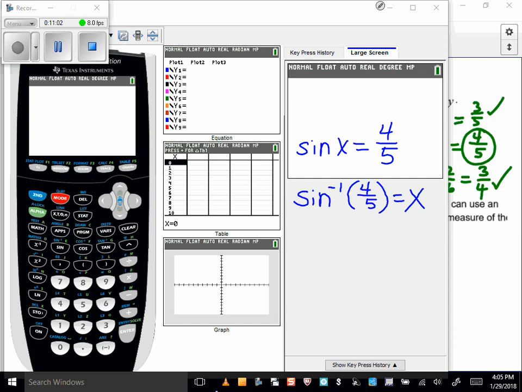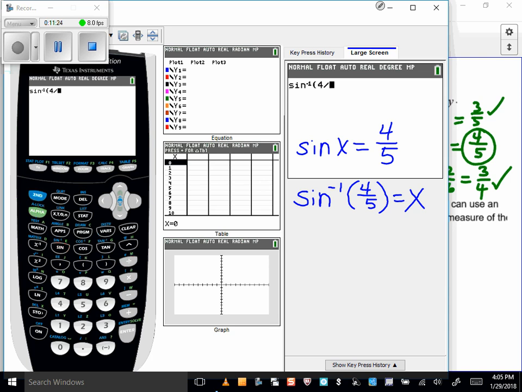So if you see your 3 trig buttons about a third of the way down on your calculator, you see sine, cosine, and tangent. We want the inverse sine. Well, you see how the inverse sine is right above sine, so we're going to go second sine. We should have that there. And then we want to put 4 divided by 5 in our parentheses.